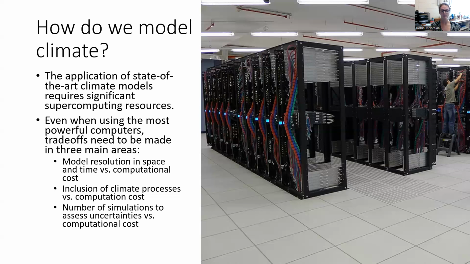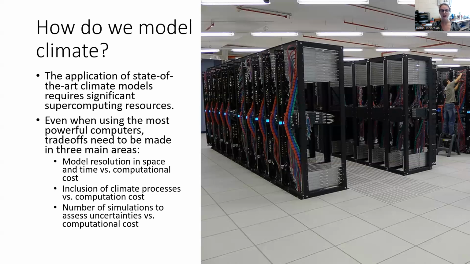Likewise, we have to think about the inclusion of climate processes. If we were to include every single process that we know about on Earth, again, it would just take far too long. We don't have that computational power to do that. So instead, we have to choose which processes are more important, which ones are we going to choose to model for this specific scenario, and so on and so on.